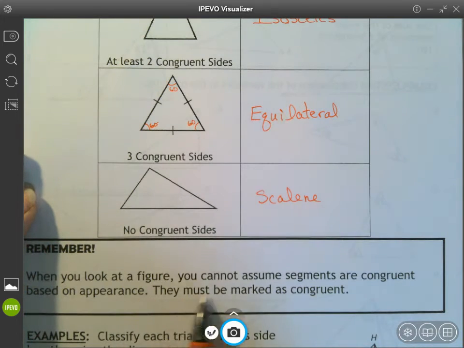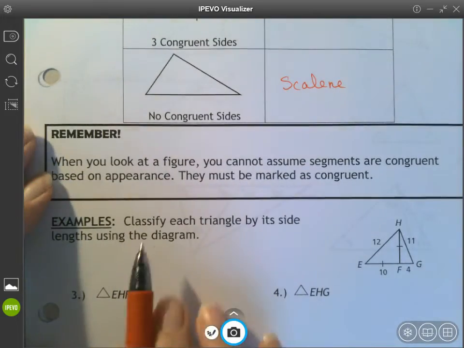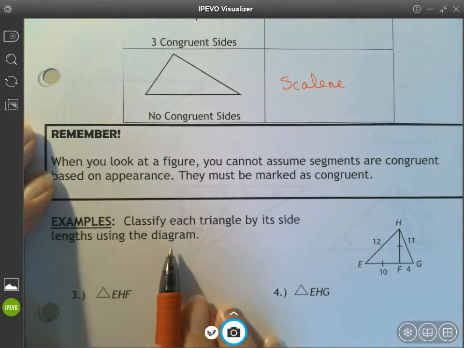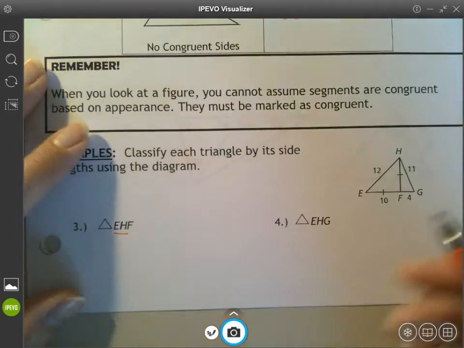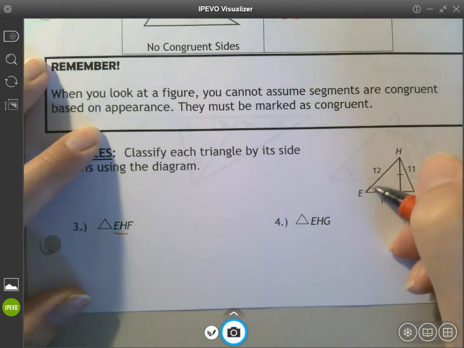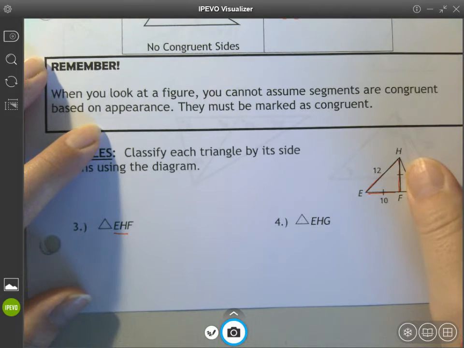Okay, so here's a little note. When you look at a figure, you cannot assume the segments are congruent based on the appearance. They have to be marked as congruent, unless you're told. All right, so it says classify each triangle by its side lengths using the diagram. So first we're going to look at EHF. So I'm going to highlight that. EHF is this triangle.